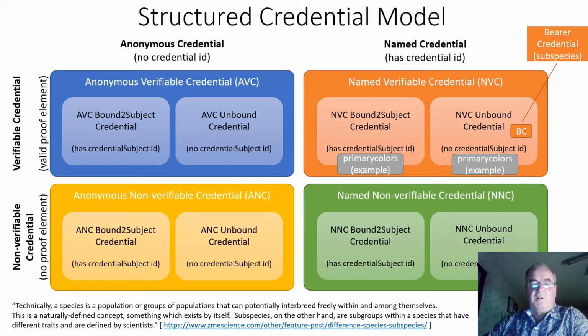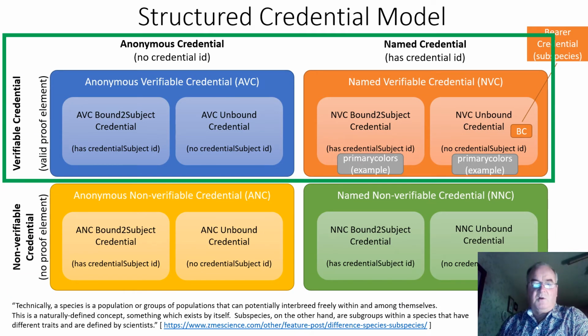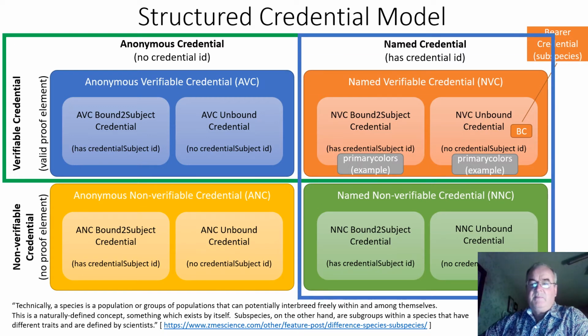Welcome to this tutorial on structured credentials and the structured credential model. Here we can see a bit of a taxonomy that I think encapsulates all the different possible kinds of credentials. Across the top we have verifiable credentials, and those are credentials that have a valid proof element within the JSON of the credential object. And if we look at the two columns, we have anonymous credentials and we have named credentials. And the named credentials column in the blue here means that it has a top-level credential ID. Anonymous credential doesn't have a credential ID.